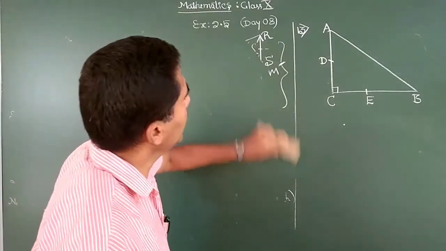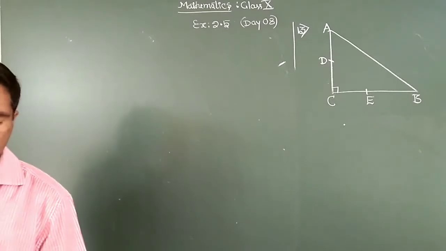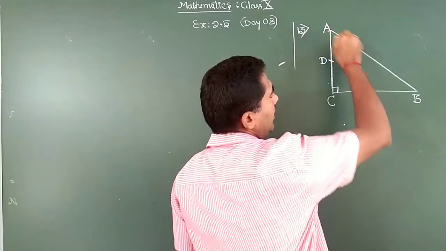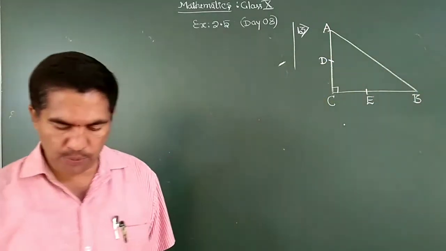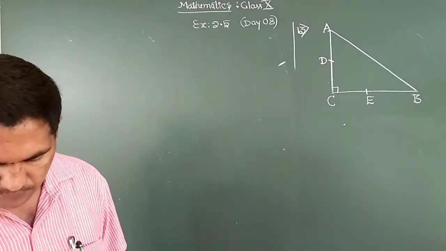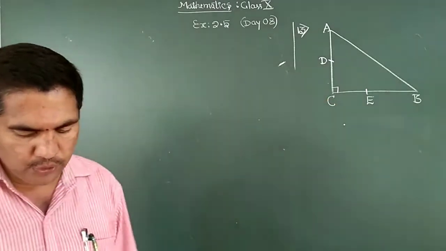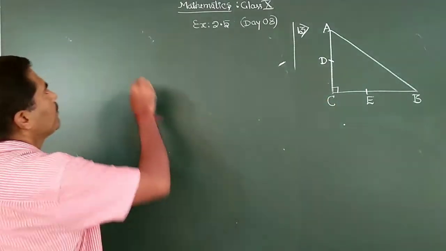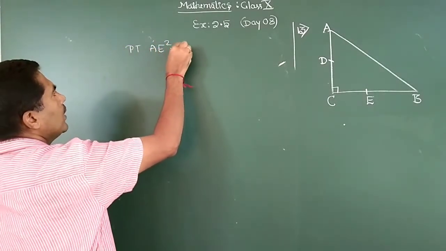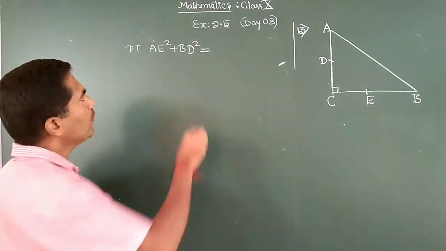Then coming to question 13. In question 13, D and E are points on sides CA and CB respectively. There is a triangle, CA and CB are mentioned. On CA we have put D, on CB we have put E. Triangle ABC, which is right angled at C, is given. Prove that AE square plus BD square equals AB square plus DE square.